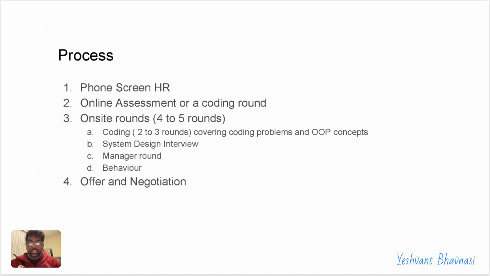Usually there is an online assessment for graduates, or a coding round from a software engineer at the company. So that will mostly be a coding round. Once you pass that coding round, you will go to the on-site rounds, which are usually 4 to 5 rounds, with 2 to 3 rounds of coding. You'll do a system design interview if you're looking for a senior software engineer or software engineer position.